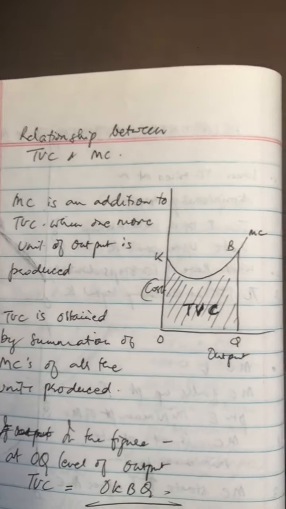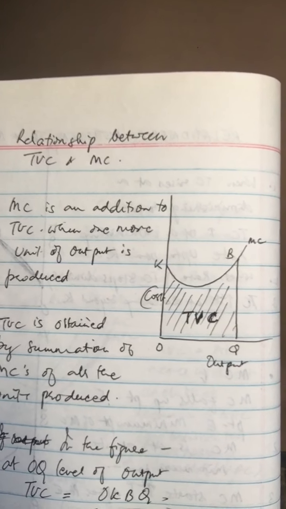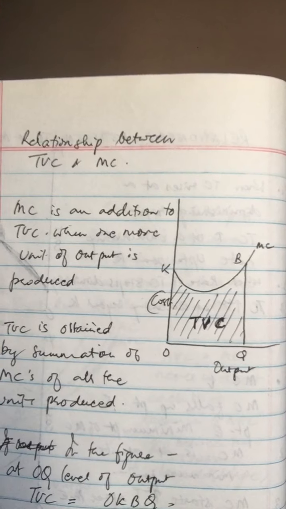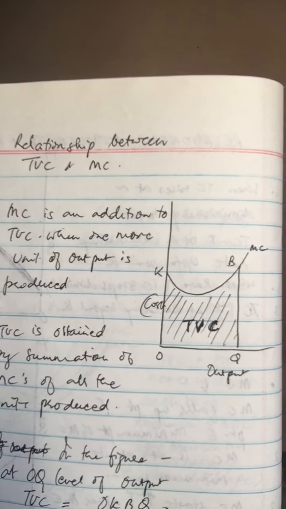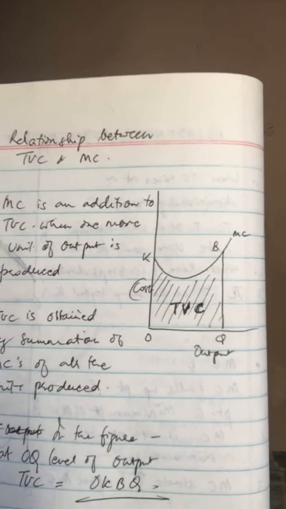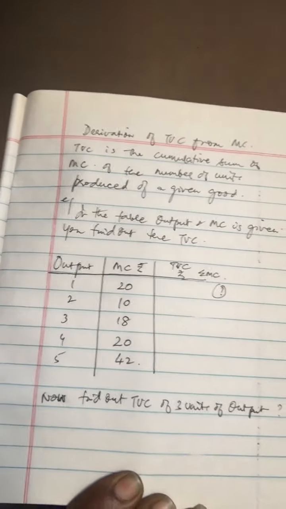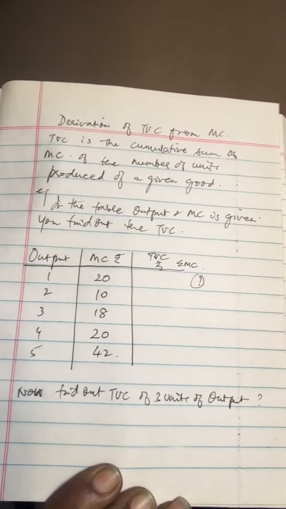And based on that, if you have the marginal cost, as we just saw, that means you can derive total variable cost from marginal cost. So total variable cost is the cumulative sum of the marginal cost of the number of units produced of a given good. That means if you can accumulate or add it up, that's what it is. Alright. So okay, let me just show it to you. You do it now. You do it with me, otherwise you won't understand. Just do it along with me.